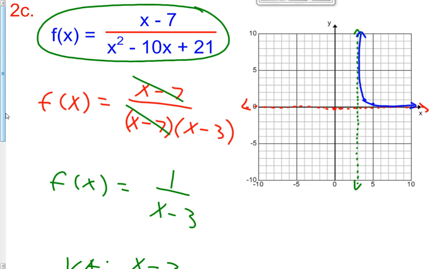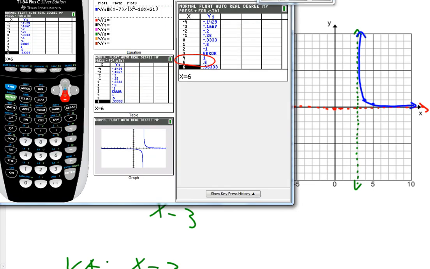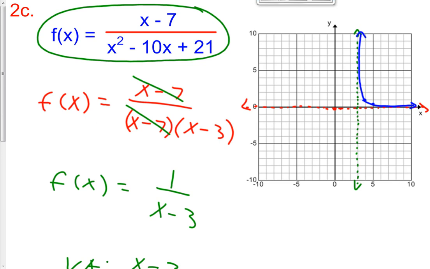And then 2 points to the left of your vertical asymptote are going to be 1, -0.5, and 2, -1. And then your graph is going to follow along these asymptotes. They're going to approach them, but they're never ever going to cross them or touch them.